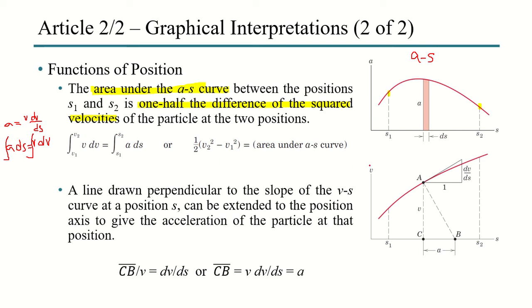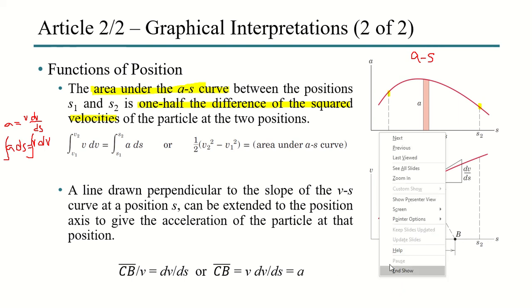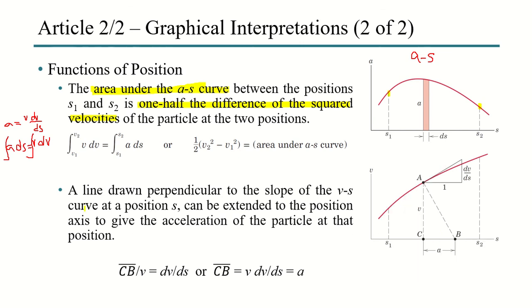Then we have here the v-s curve. So if we draw a line perpendicular to the slope of the v-s curve, so draw a perpendicular line to the slope of v-s. So what is the slope of v-s? So this is our v-s curve, and this is the tangent line. Okay, this one, the tangent line, part of this triangle here.